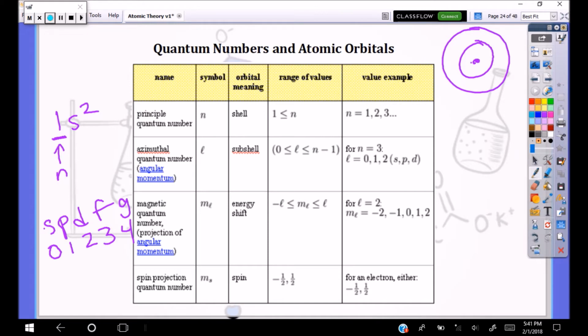So the interesting thing is those things have a range. The range of L is 0 to n minus 1, which makes sense. However many rings we have will dictate the number of orbitals.